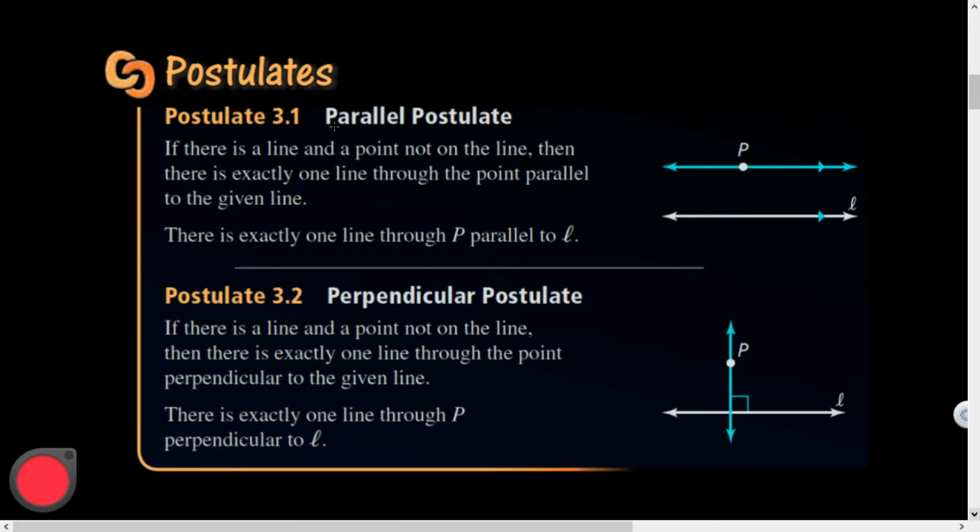Postulate 3.1, the parallel postulate. If there is a line and a point not on the line. I like that beginning. Imagine a line. Now imagine a point not on the line you were just imagining. Then there is exactly one line through the point parallel to the given line. Okay, so there's only one line that I could ever draw that meets both of those conditions simultaneously. Do you believe that? Does that seem feasible?